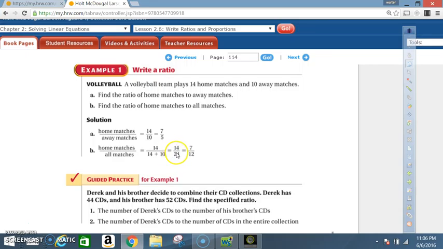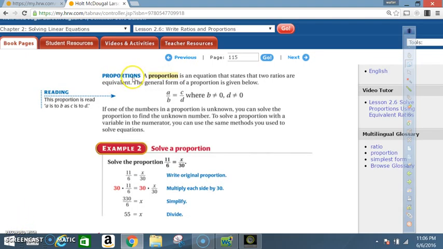B, find the ratio of home matches to all matches. Home matches would be 14. All matches would be 14 plus 10. That would be the home matches plus the away matches. So your ratio is going to end up being 14 to 24. Now, what number can go into both 14 and 24? We're going to use 2 again. 2 goes into 14, 7. 2 goes into 24, 12. And once again, the ratio is written in simplest form.